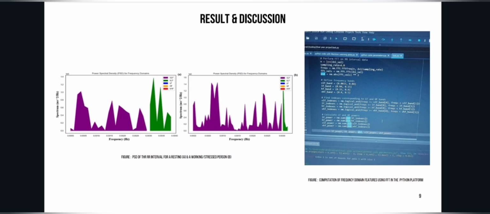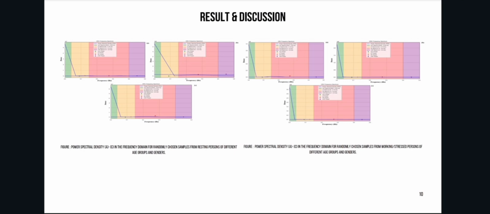Less variation in resting subjects and larger variation in working or stressed subjects clearly distinguish different physiological conditions. The right side figure depicts computation of frequency domain features using FFT in the Python platform. The very low frequency (VLF) and the low frequency (LF) bands range from 0.0033 to 0.04 Hz or 3.33 to 40 mHz and 0.04 to 0.15 Hz or 40 to 150 mHz respectively.